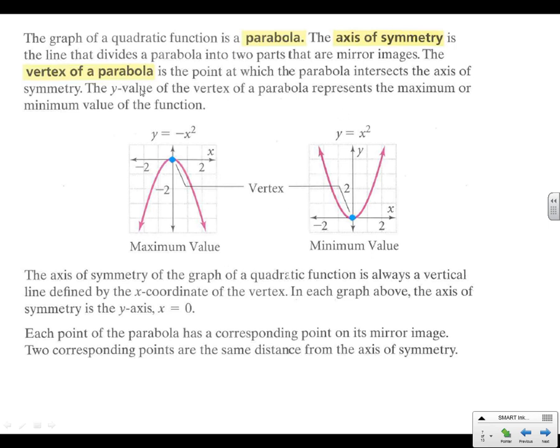And then the y value at the vertex, the height at the vertex, is either the maximum or the minimum. If we're pointed down, this thing has a top, so it has a maximum. If it's a U pointing up, it has a bottom, so it has a minimum value, and it'll be the y. All right? And that's all we need from this section.